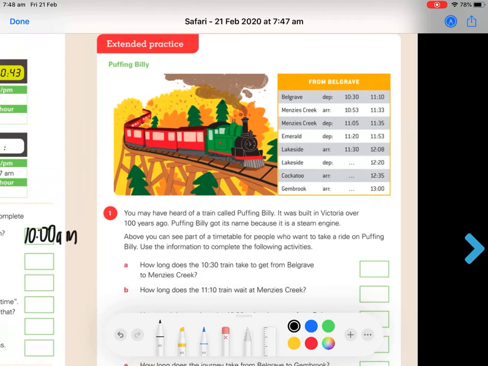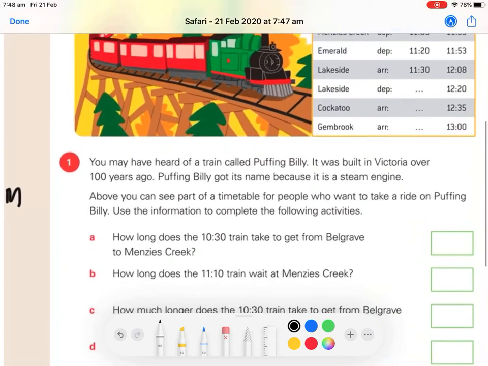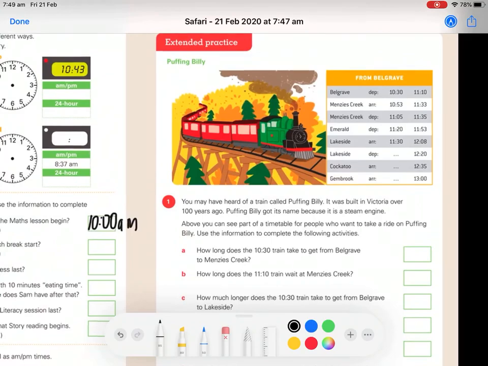On to our extended practice. We've got a big timetable there, a big train going through. You may have heard of a train called Puffing Billy. It was built in Victoria over 100 years ago. Puffing Billy got its name because it is a steam engine. Above, you can see part of a timetable for people who want to take a ride on Puffing Billy. Use the information to complete the following activities.